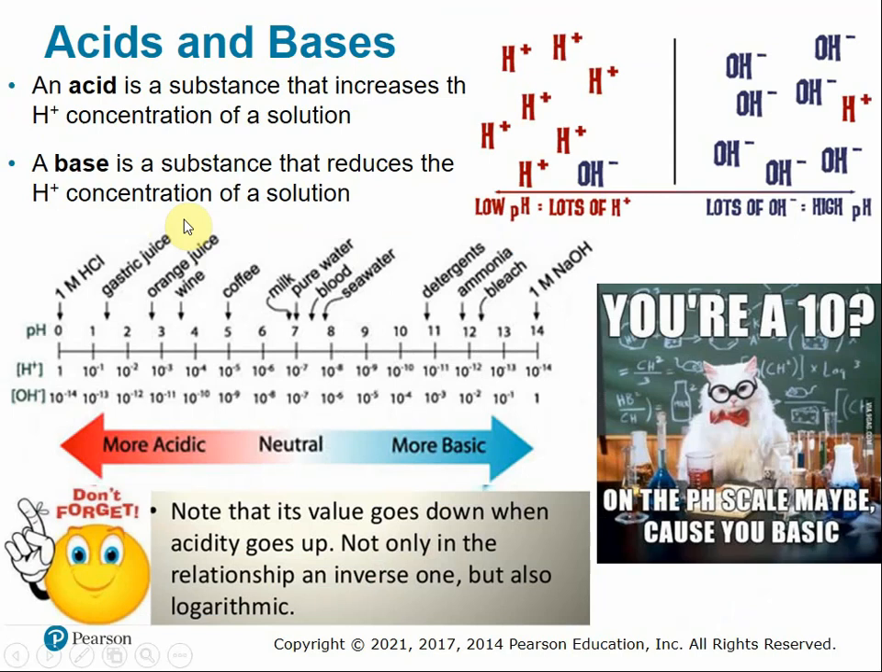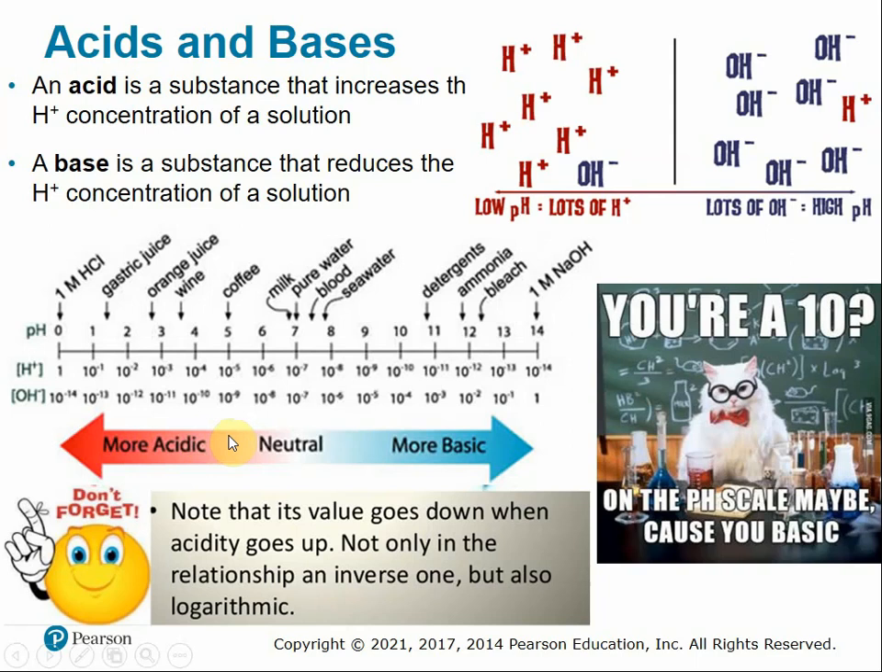So when we talk about an acid, we're just talking about a substance that's going to increase the hydrogen atom concentration in a solution. Right, so the more hydrogen you have, the more acidic that solution will be. On the opposite end of the spectrum, a base has fewer hydrogens and more OH. So the less hydrogen you have, the more basic your solution will be. But it's kind of an inverse relationship in terms of the pH value. So it's kind of counterintuitive.